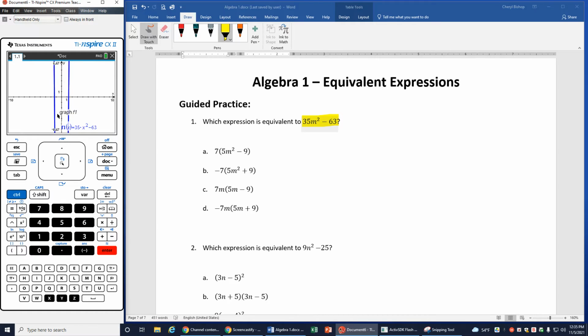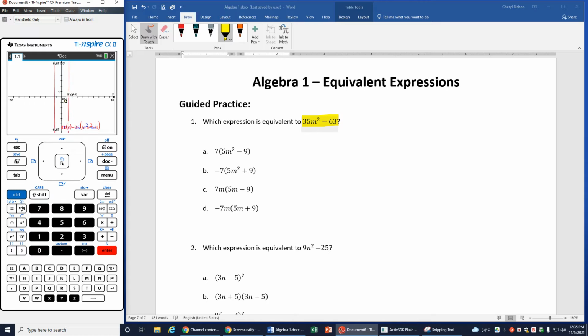And so I can see my graph. It kind of looks like two vertical lines. I know because it has a square, it's a parabola, so I know it's really U-ing somewhere down at the bottom. Okay. So I'm going to graph this next expression, A, and see if it lands exactly on top of these two lines. I'm going to hit tab, and type in 7 parentheses 5, instead of m, I'm going to use x squared minus 9.